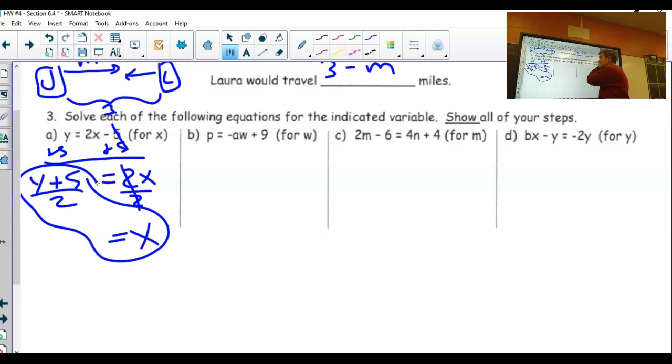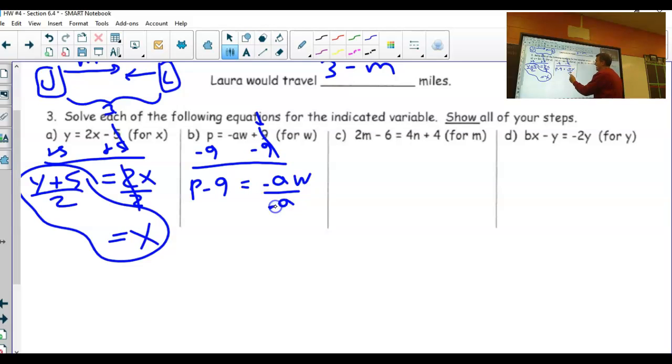In letter B, to get the w by itself, first I'm going to get rid of this term that does not have a w in it by subtracting it. I'm going to subtract 9 from both sides. And that gives me p minus 9 equals negative aw. And then I'm going to get rid of the negative a. Since it's multiplied by the w, I'm going to divide by it. And frankly, this is a pretty good answer.